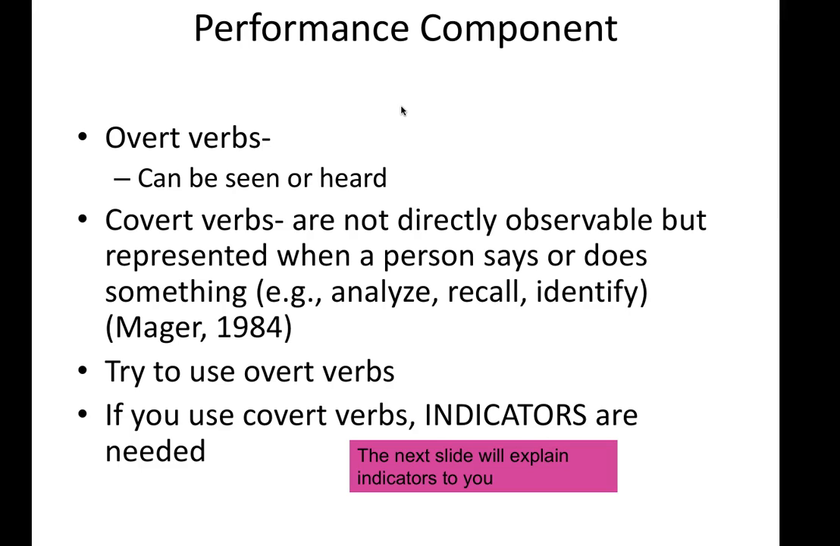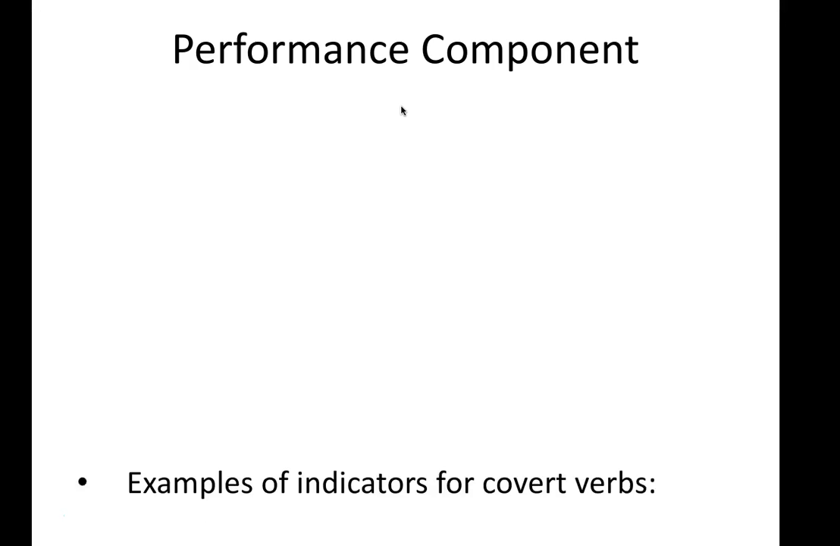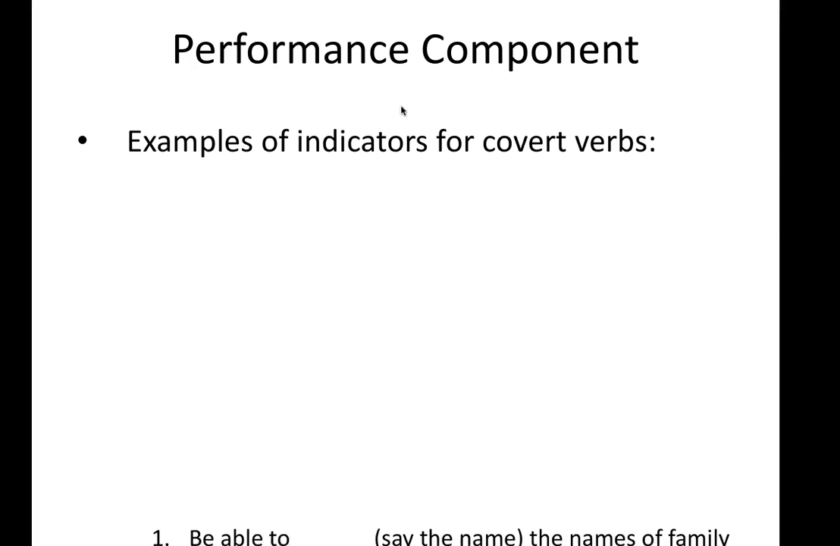Okay? So if you can't use an overt verb and you have to use a covert verb, you're going to need to use an indicator. So here are some examples.